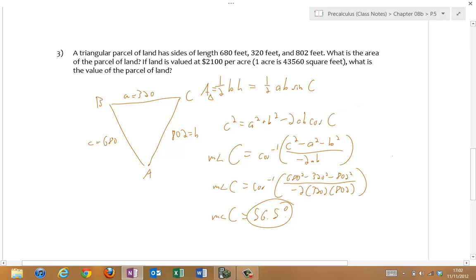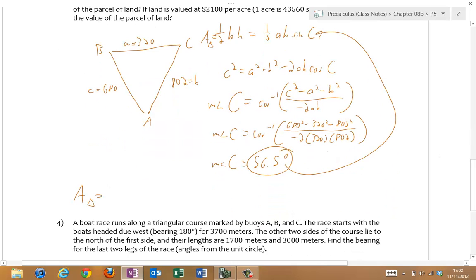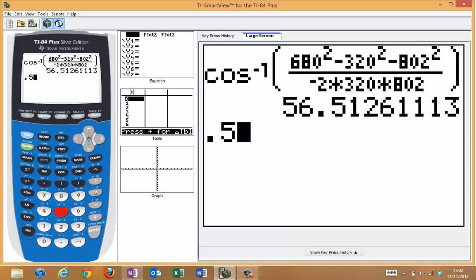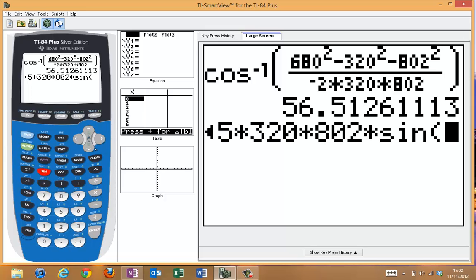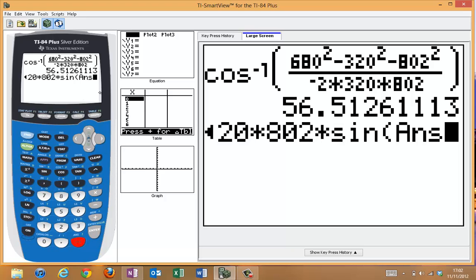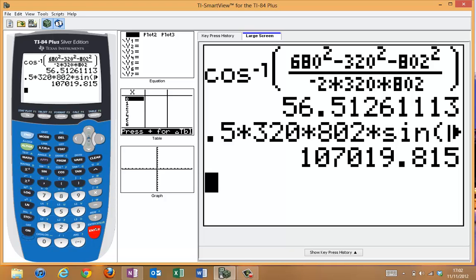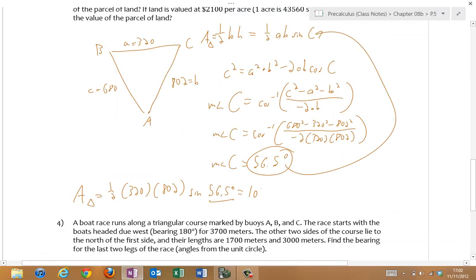Take that, plug it in back here. So area of the triangle is equal to 1/2 little a, little b, and we want the sine of 56.5 degrees. So I'm going to use a calculator to recall this value since I have it stored as the previous answer. 0.5 times 320 times 802 times the sine of the second answer. And it's going to pull the answer right from above. And I have 107,019.8. And that's feet squared. So that is the first part of this problem.